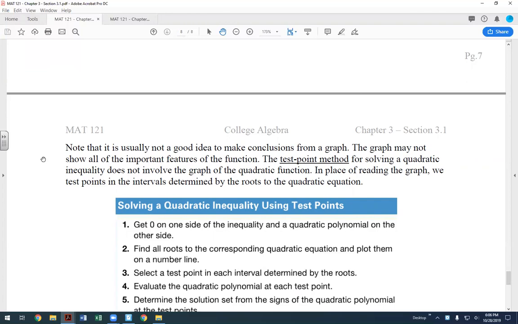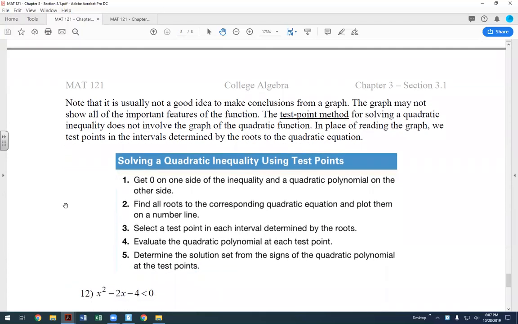So we're actually going to look at the test point method. With the test point method, you're basically bypassing having to draw a graph. A lot of it is going to be similar in process, with the exception that we don't really draw a graph after we find our roots. So you're still going to need to get your 0 on one side, moving all the terms to the other side. We're still going to find our roots, which are our x-intercepts, but instead of graphing, we're going to put them on a horizontal axis, a number line, which represents our x-axis. That's all we're going to do.